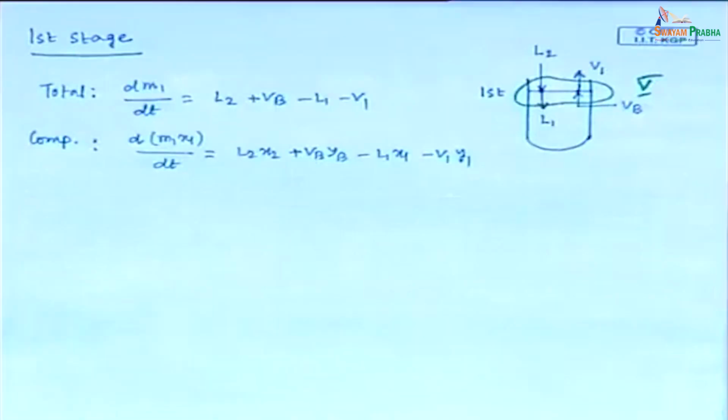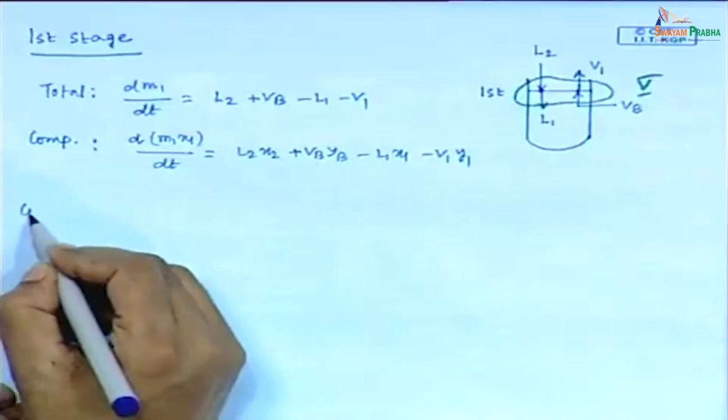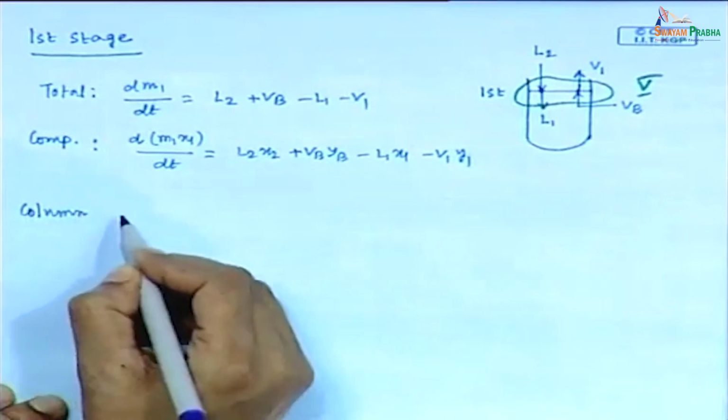The last envelope we have to consider is the column base, which is also not included within the n stage. So, the last one is the column base.